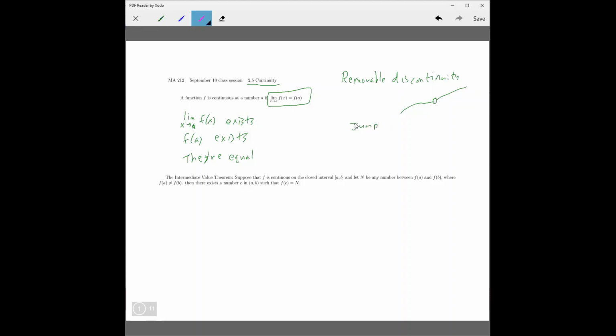Another type is a jump discontinuity. That's where the left and right hand limits exist, but they're not equal. The graph comes in this way and goes that way, and these limits are not equal. Maybe they're both undefined there, maybe they're defined at another point, or maybe not defined at all. So that's a jump discontinuity.